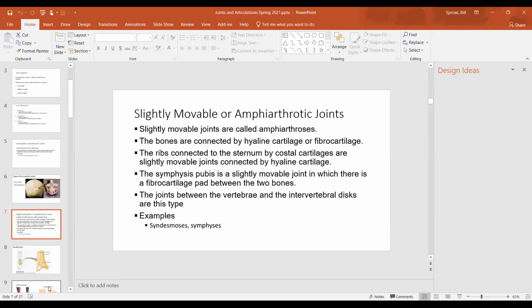The slightly movables, the amphiarthrotics, hyaline cartilage or fibrocartilage. The ribs are attached to the sternum with hyaline cartilage. The pubic symphysis is fibrocartilage. So we have the slightly movable amphiarthrotic joints, usually held together with some type of cartilage: hyaline cartilage at the ribs, fibrocartilage at the pubic symphysis, for example.